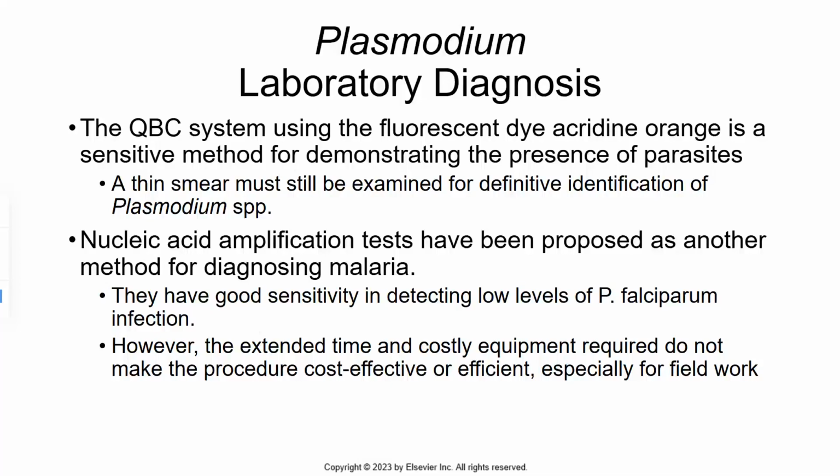Nucleic acid amplification tests have been proposed as another method for diagnosing malaria. The problem is, in endemic areas, they don't have access to this type of technology. It's super expensive. They do have a good sensitivity in detecting low levels of P. falciparum, though. But extended time and costly equipment required do not make the procedure cost-effective or efficient, especially for field work.